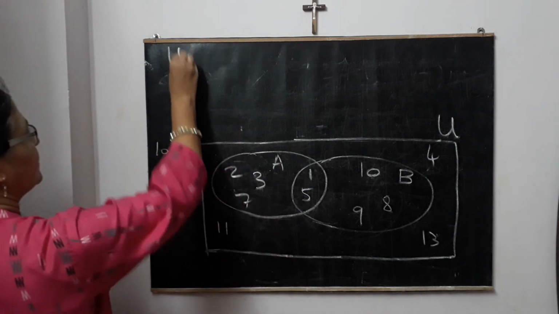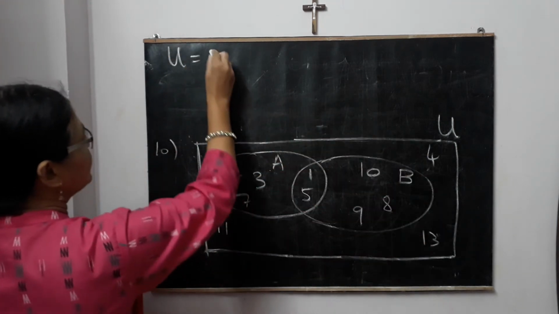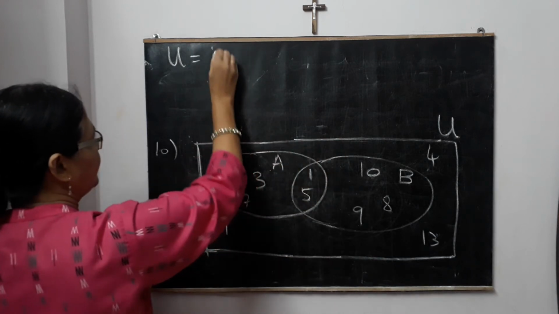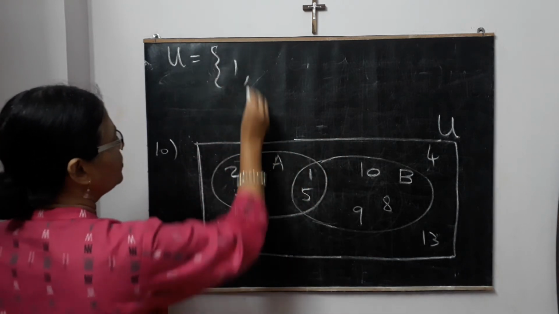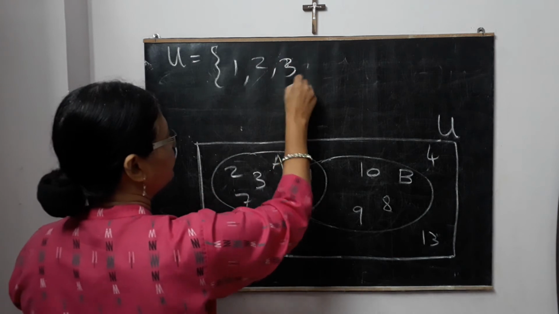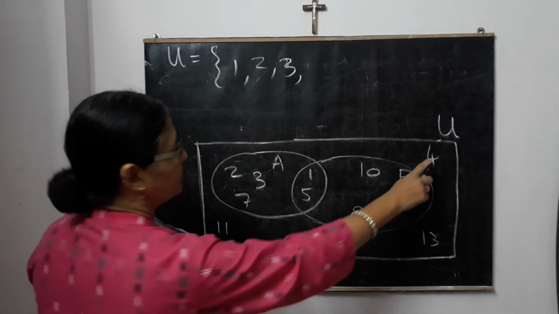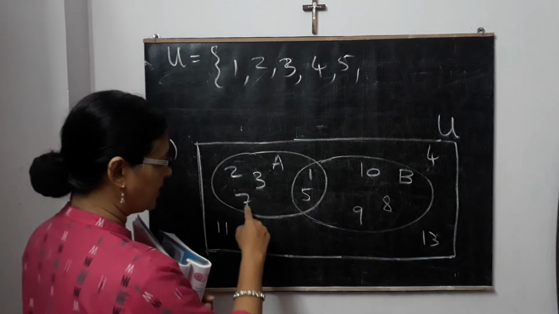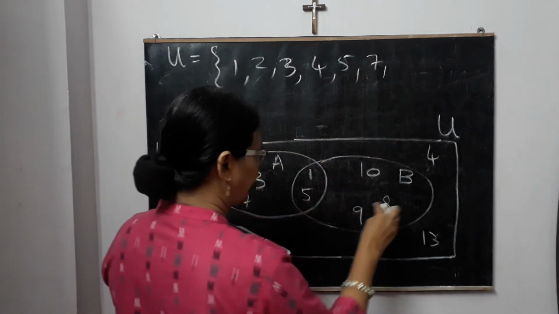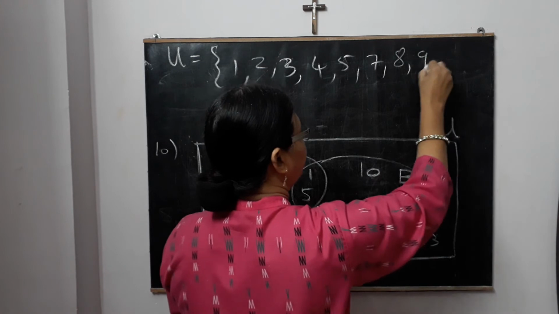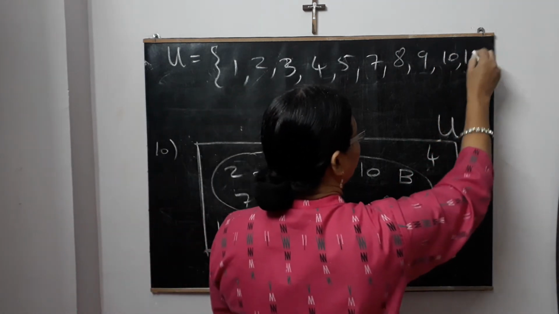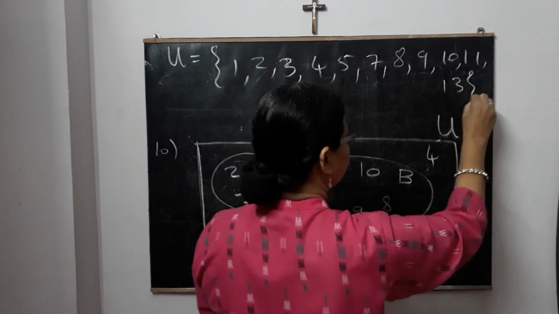First, the universal set. So what will be the full universal set? You start from the numbers in ascending order. So you will write 1, 2, 3 is given here. Okay, 4 is there. Then 5 is there. 6 is not given. Okay, 7 is there. 8, 9, 10. 11, 12 is not given. 11 and 13. This is the universal set.